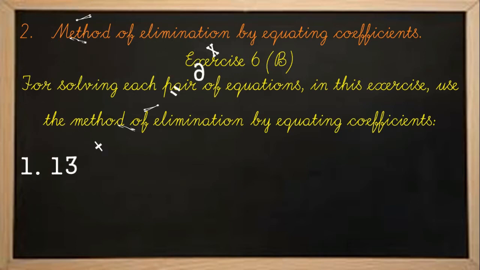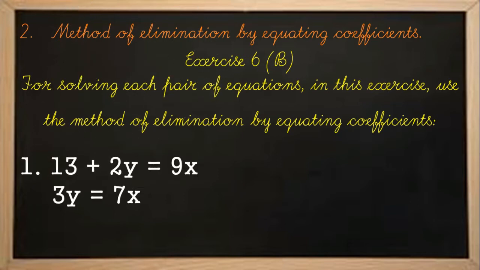The first equation is 13 plus 2y is equal to 9x, 3y is equal to 7x. This is the given equation. Now we have to find the solution for this equation by using the method of elimination by equating coefficients. Try to understand the steps and the method to be followed.